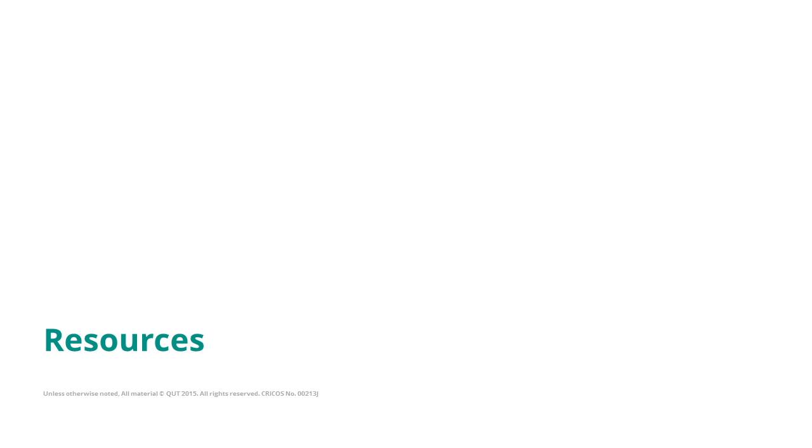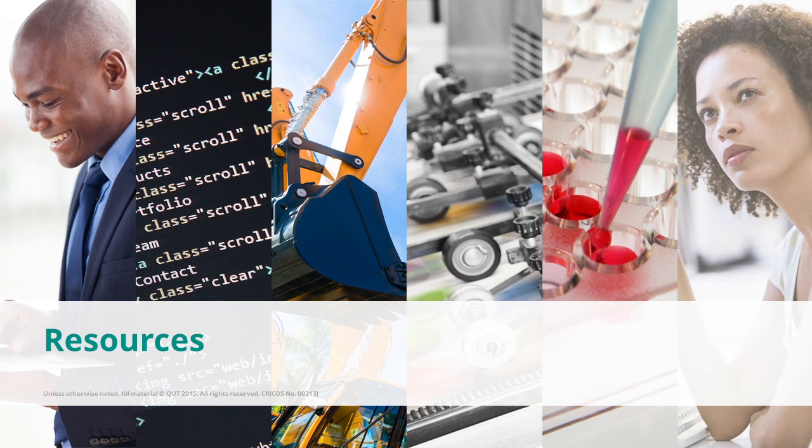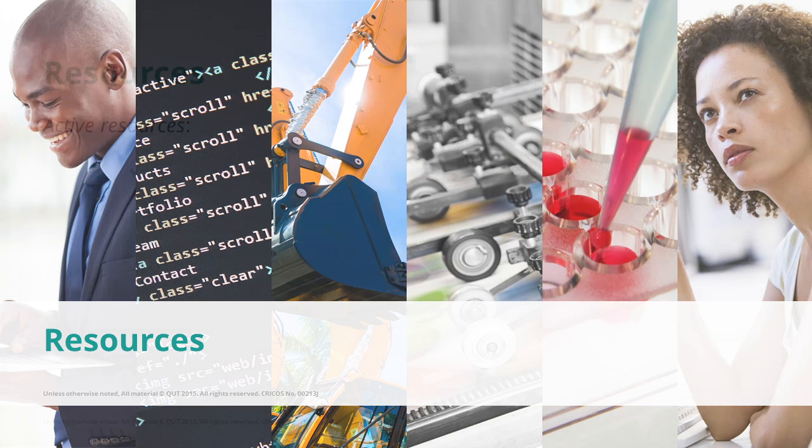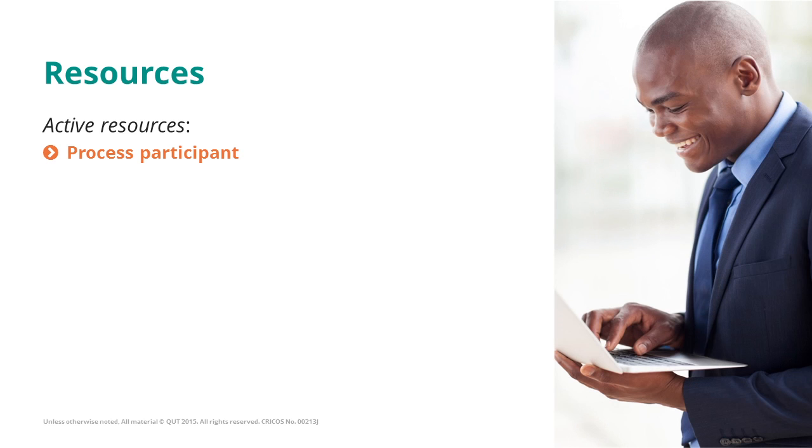When we talk about resources, we actually need to differentiate between active resources, those that actively perform activities, and passive resources, those that are used by an active resource as part of performing an activity. Examples of active resources are a given human being, John Smith. This would be a process participant.